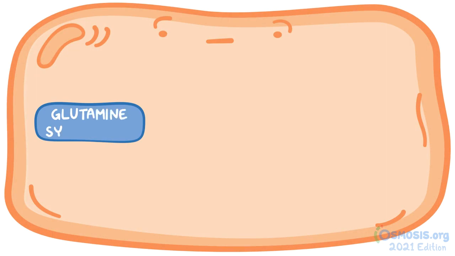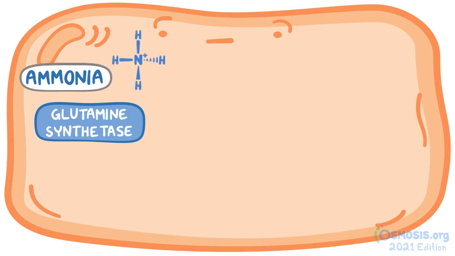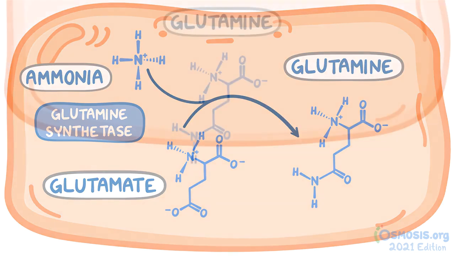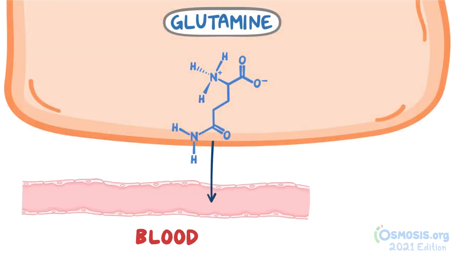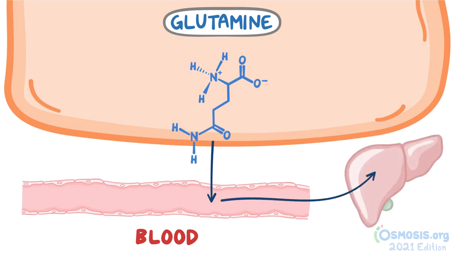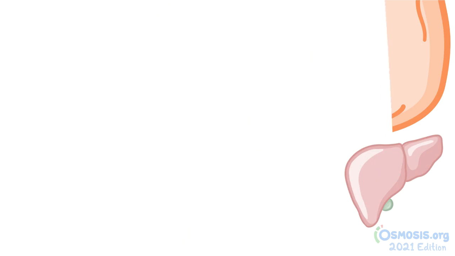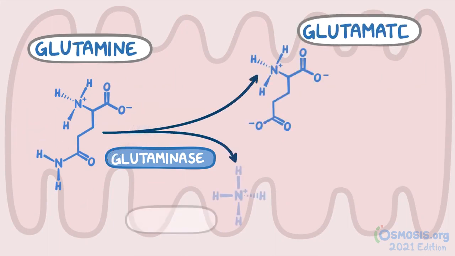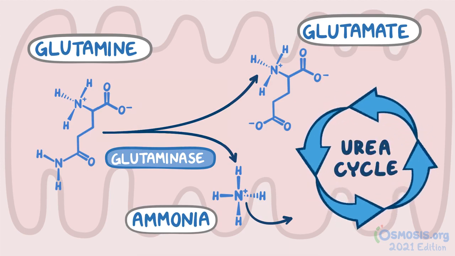The first way is used by cells throughout the body. The enzyme glutamine synthetase adds ammonia to the amino acid glutamate, forming glutamine. Glutamine can move into the blood and essentially transport ammonia around the block until it gets to a liver cell. Once inside the mitochondria of a liver cell, an enzyme called glutaminase cleaves glutamine back into glutamate and ammonia, and the ammonia can then enter the urea cycle.